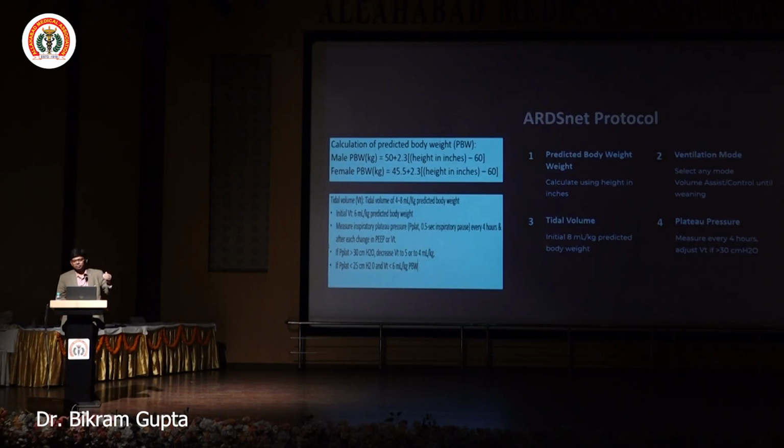So start with 6 ml per kg and measure the plateau pressure. If the plateau pressure is less than 30, then it is good. If the plateau pressure is more than 30, then decrease the tidal volume from 6 ml to 5 ml, and remeasure the plateau pressure. If it is again more than 30, then reduce from 5 to 4. And if it is less than 25, then you can increase from 6 to 7 or 7 to 8. So the range is 4 ml per kg to 8 ml per kg. It depends on how much tidal volume the patient has.